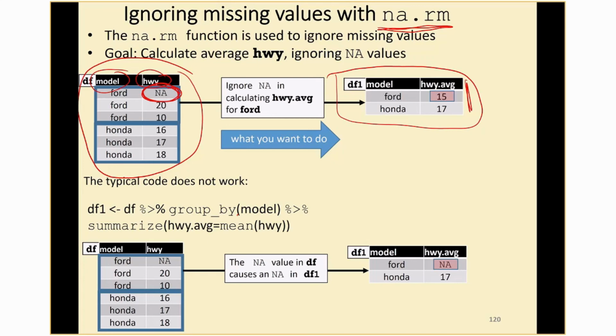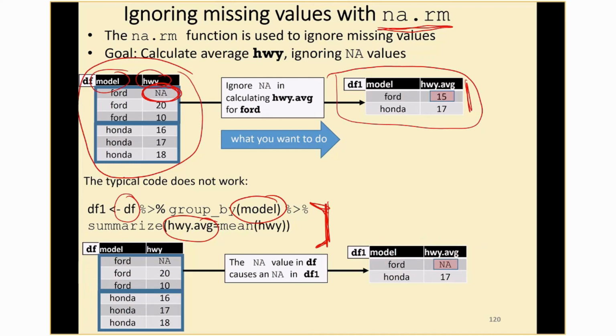Based on everything we know so far, we'd probably try to use some code that looks like this. We'd start off with df, and we would group by model. If we group by model, how many records are we going to have? We're going to have 2 records in our ultimate data frame because we've only got 2 different models in our original data frame. And how many variables are we going to have? We're just going to have 2: model and highway average.